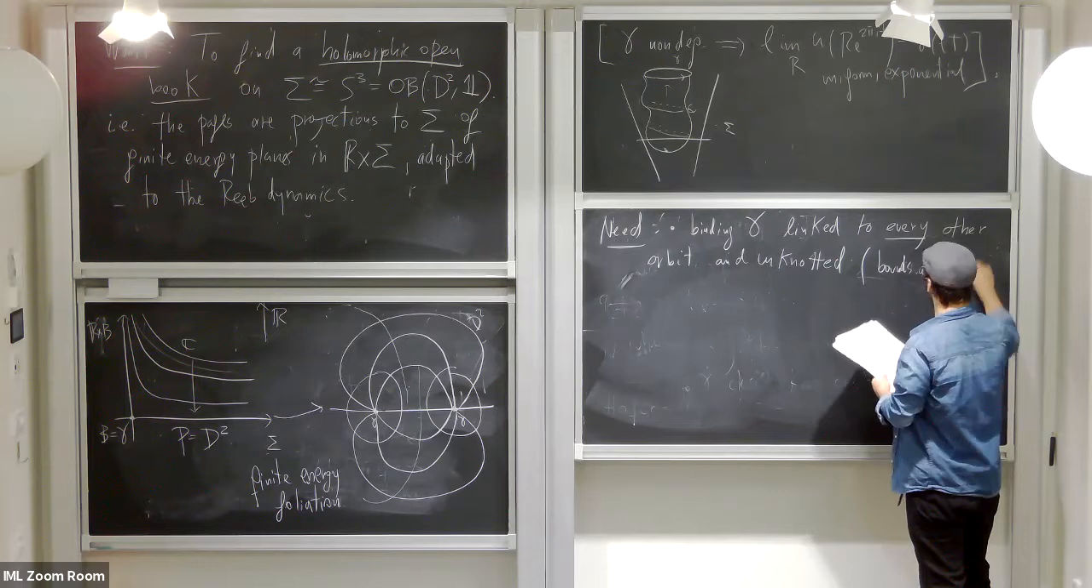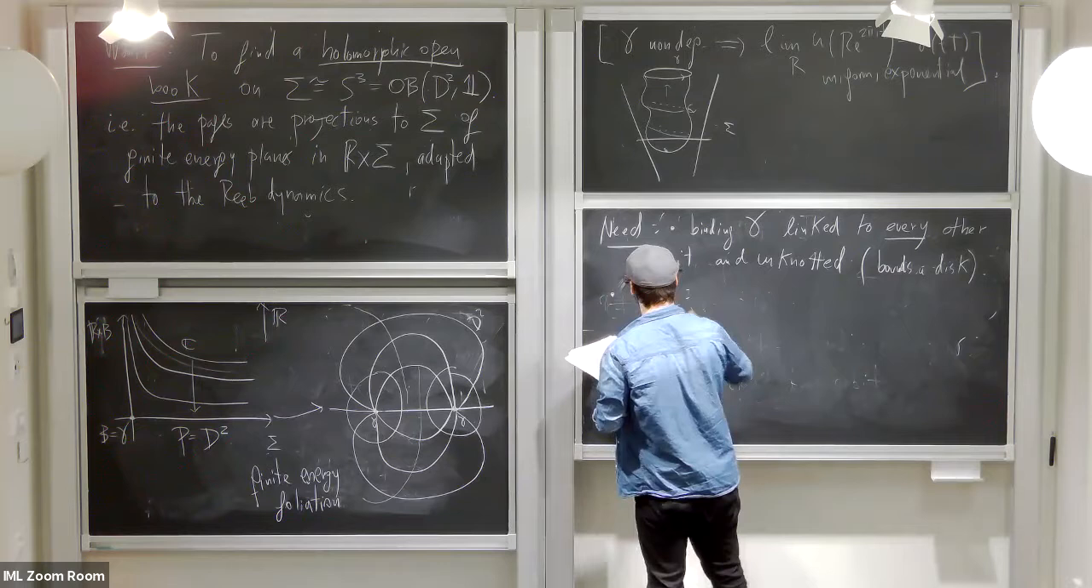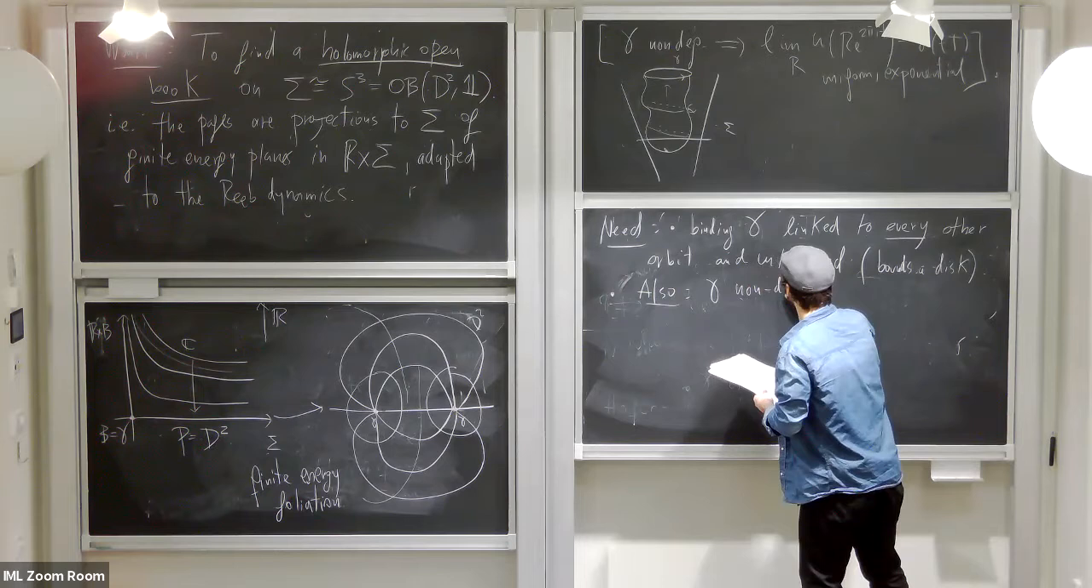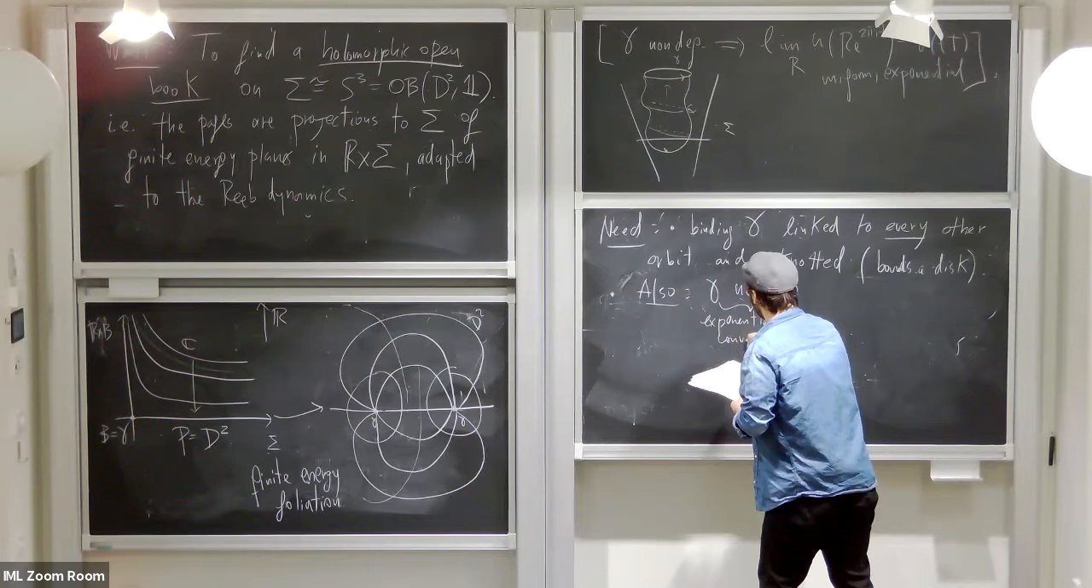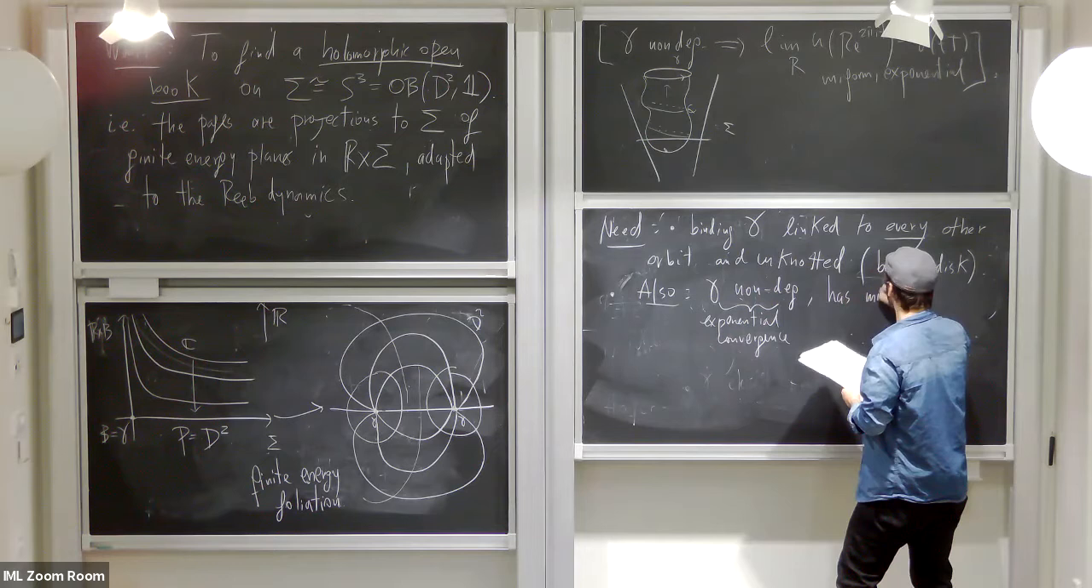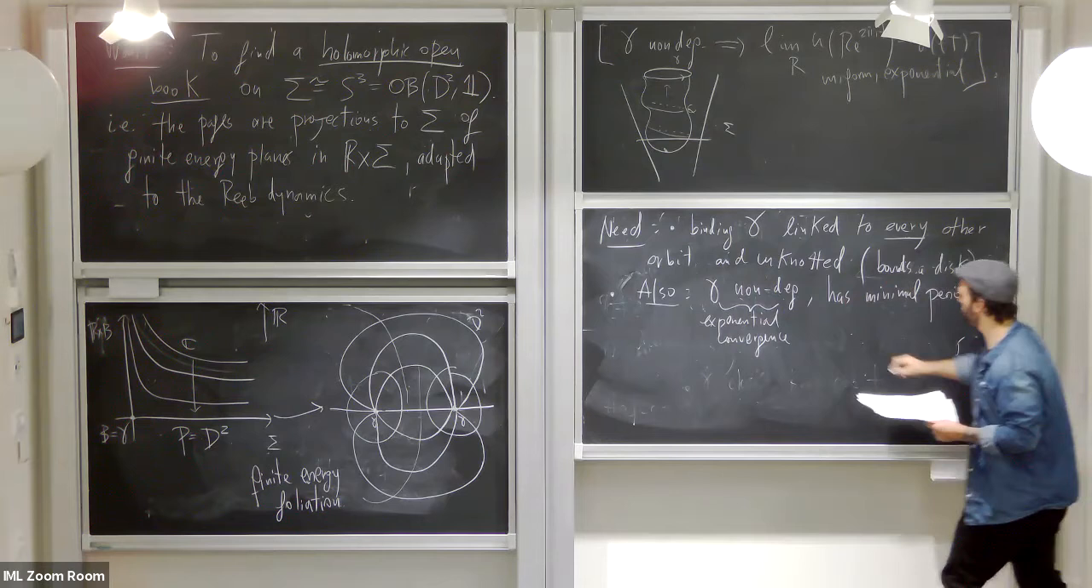Also, this is a bit of a technical digression, but usually what you would like to have is that gamma is not degenerate. This has to do with the exponential convergence of holomorphic planes, as I mentioned here. And you would also like it to have minimal period, for a reason which is a bit mysterious at the moment, but it has to do with compactness of the moduli spaces of holomorphic planes.